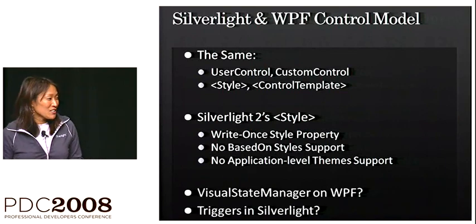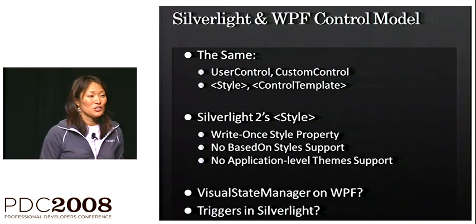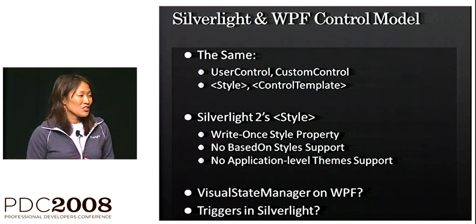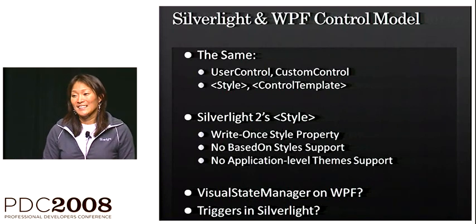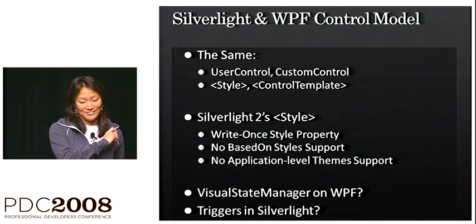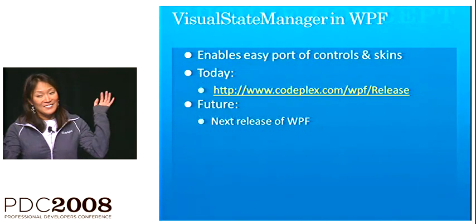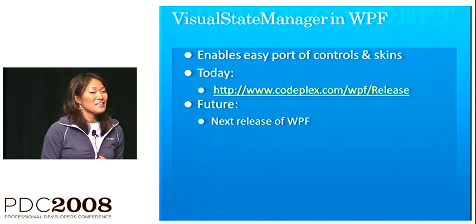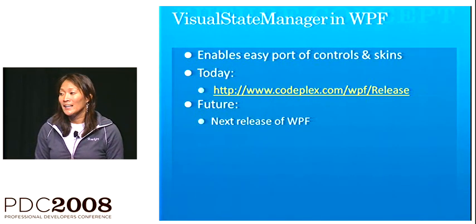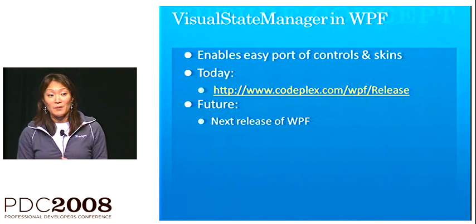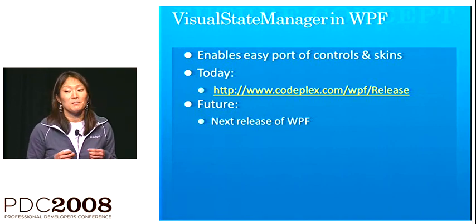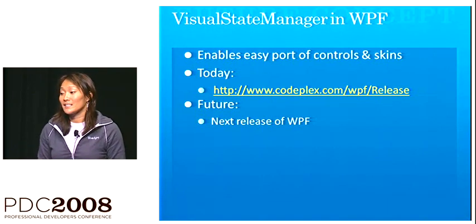The other two big questions that I usually get about the Silverlight 2 control model and WPF are, one, where's Visual State Manager on WPF? And two, where are the triggers in Silverlight? So I wanted to talk about those briefly. The first is some good news, some immediate good news, which is this week, the WPF toolkit did release a new version up on the web, and that included an assembly that allows you to use Visual State Manager on Windows Presentation Foundation today.